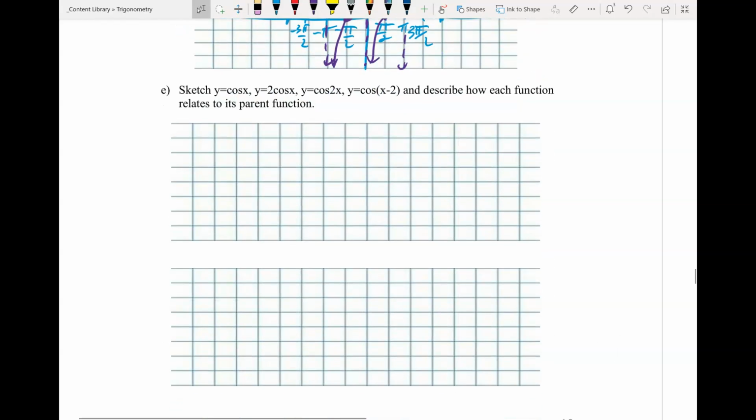Now let's try a trickier one, which is your cosine. I'm going to start off by drawing y equals cos x. You should have this graph memorized by now. Your max is going to be at 1. Your minimum is going to be at negative 1, and again, I'm going to draw in increments of pi over 2. So I'm going to spread this out a little bit more so I don't have to crunch everything together.